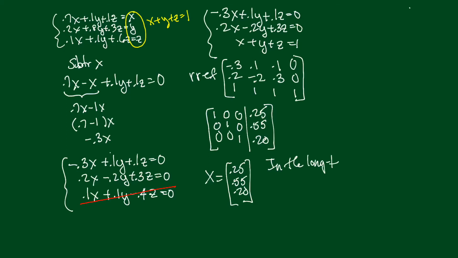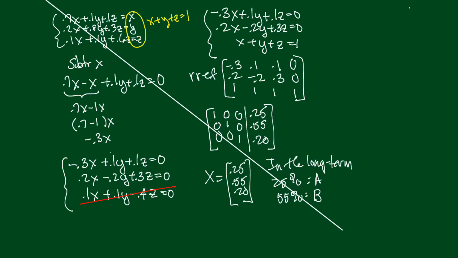And then what we can say is that in the long run, or the long term, what can we say? 25% of the cars will be in station A, 55% will be in station B, and 20% will be in station C.